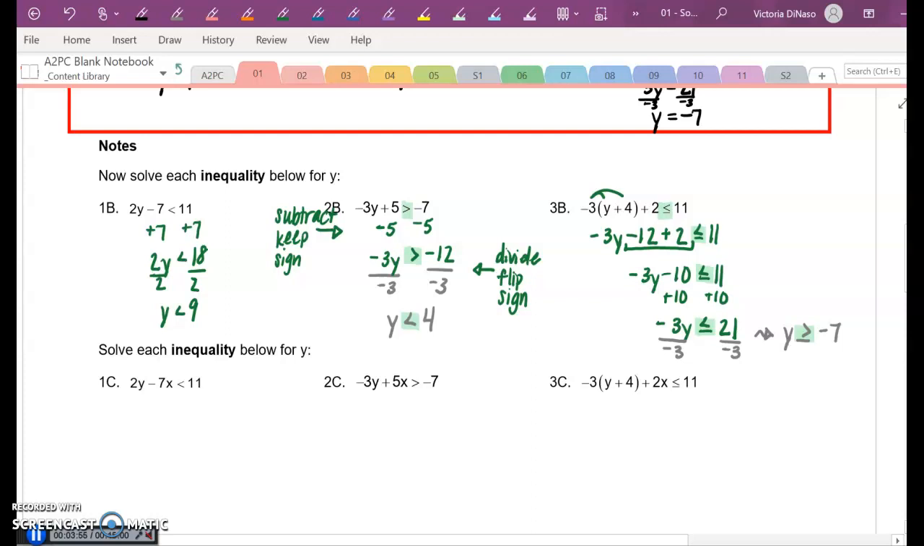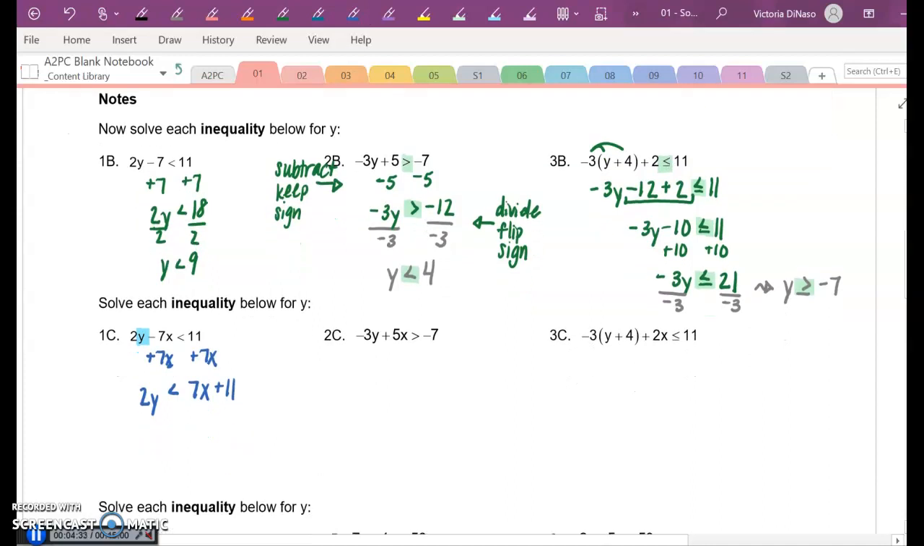For number 1c, 2c, and 3c, we're going to also be solving each inequality for y, except now we have this x in each of them. So since we're solving for y, I'm actually going to highlight the y. I'm going to leave the y on the left-hand side. And you're going to solve each inequality for y. So we can go ahead and start by adding the 7x to each side. So we have 2y is less than 7x plus 11. And I'm putting it in the form of y equals mx plus b.